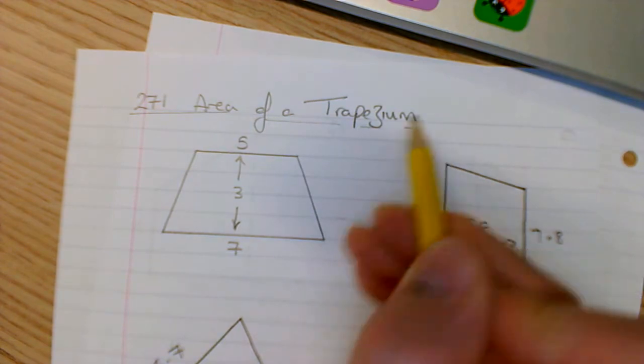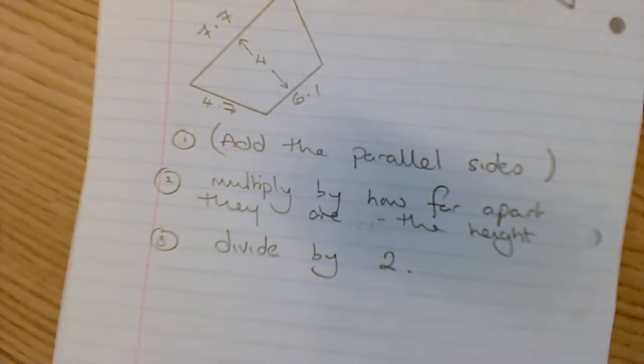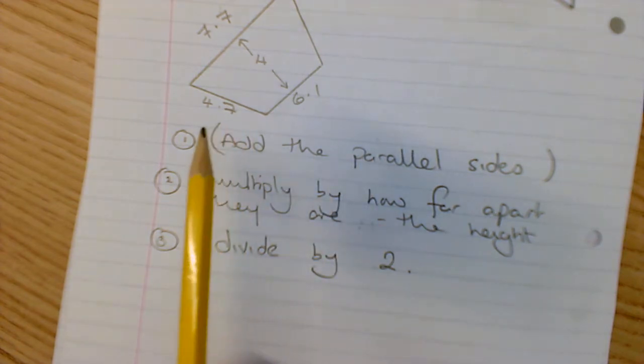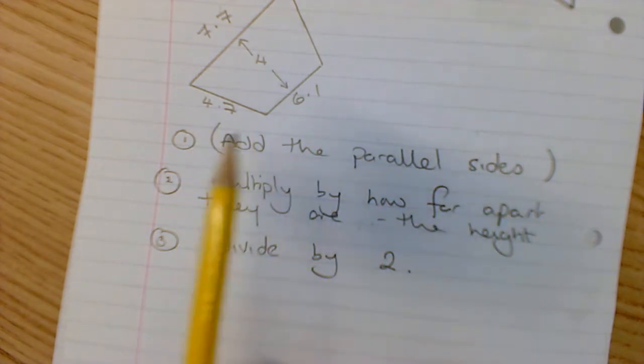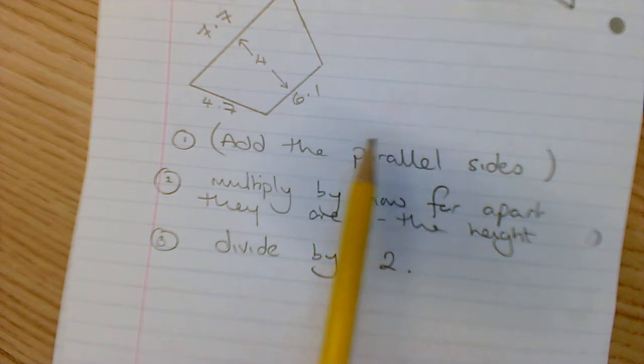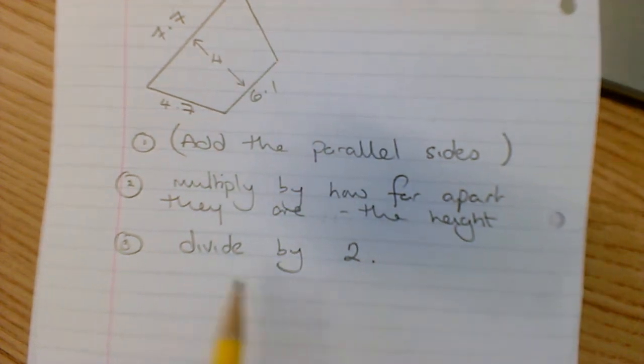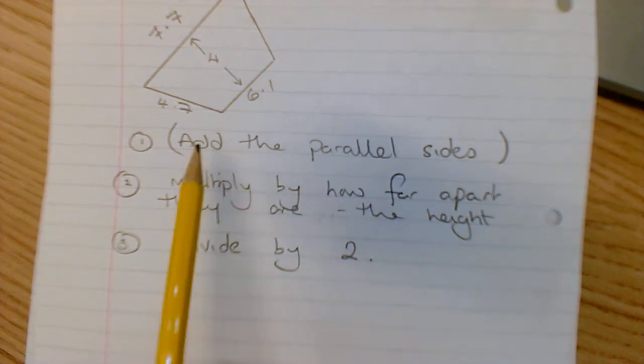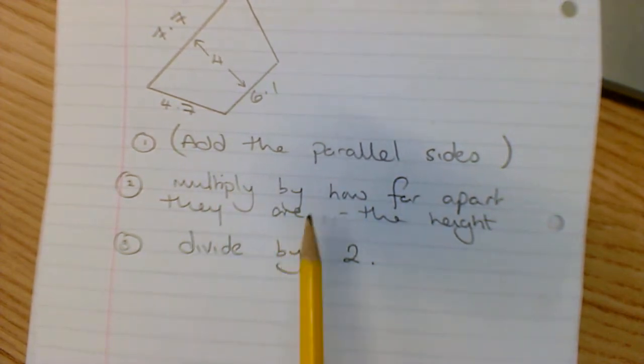So here we go. Right, now I'm starting by just pulling this to the bottom, so I've just written some notes at the bottom to start with. And this is how we work out the area of the trapezium. First of all, we add the parallel sides, and we always put this one in brackets. We multiply by how far apart they are, which we sometimes call the height, and then we divide by 2. And that's the basic formula, the steps to get the area of a trapezium.